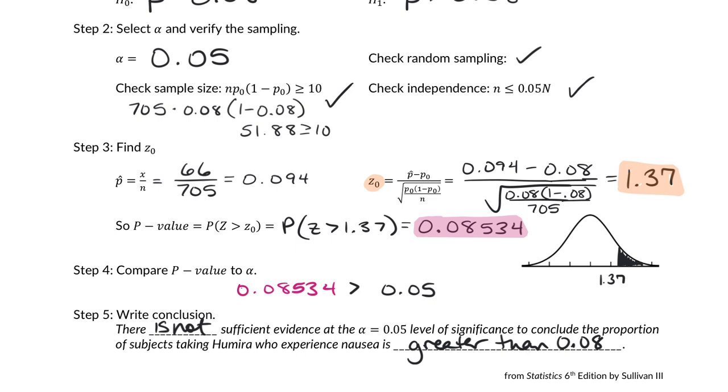If that inequality sign had gone the other way and our p-value was less than the level of significance, we would say there was significant evidence and we would reject H naught. We just do not reject H naught.